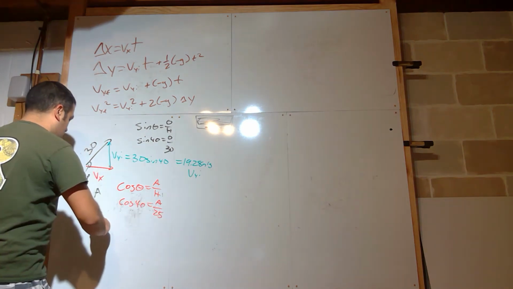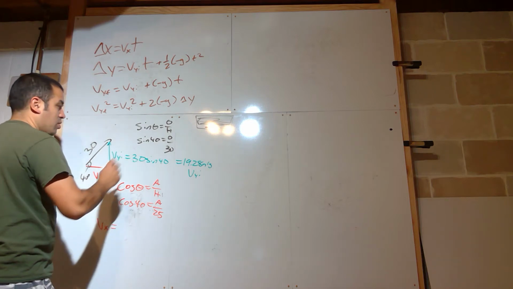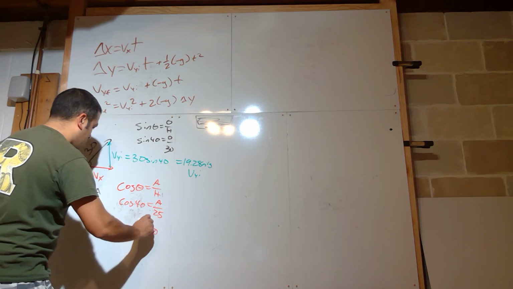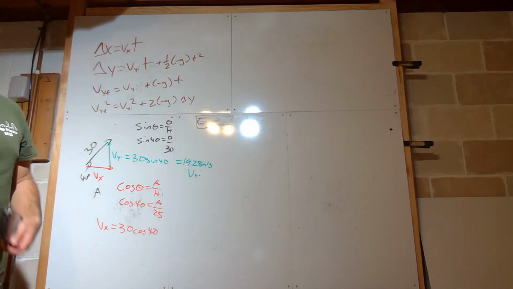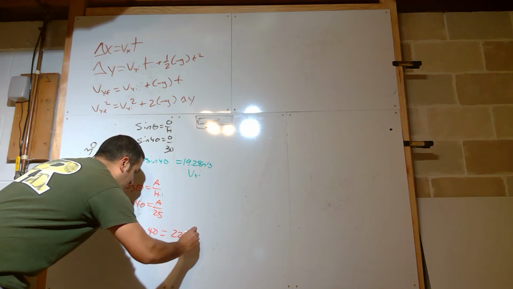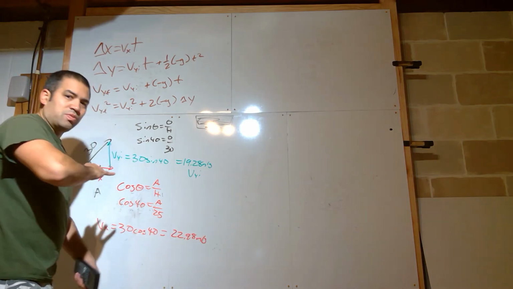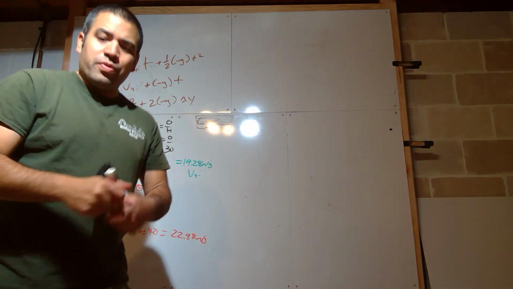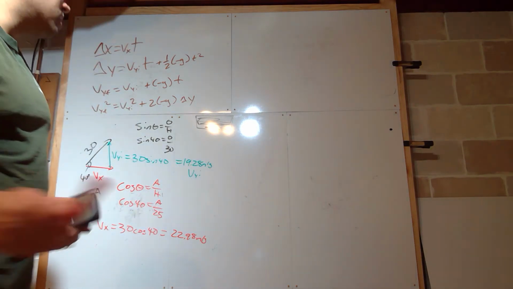So essentially, when you're doing Vx here, it's just going to be your 30 times cosine of 40, which ends up being 22.98 meters per second. So now we know how fast it's moving to the right and how fast it's moving up at the time it's fired. And so those are our starting conditions.